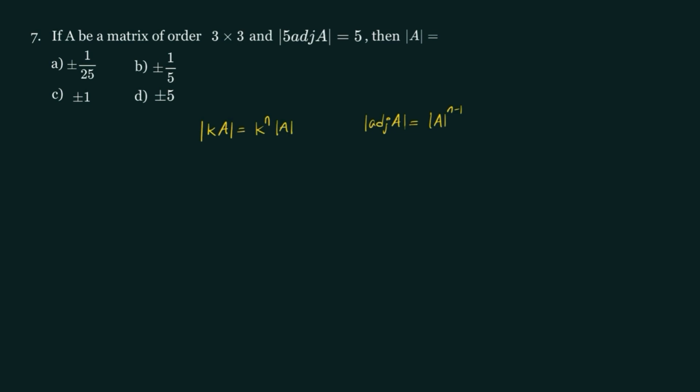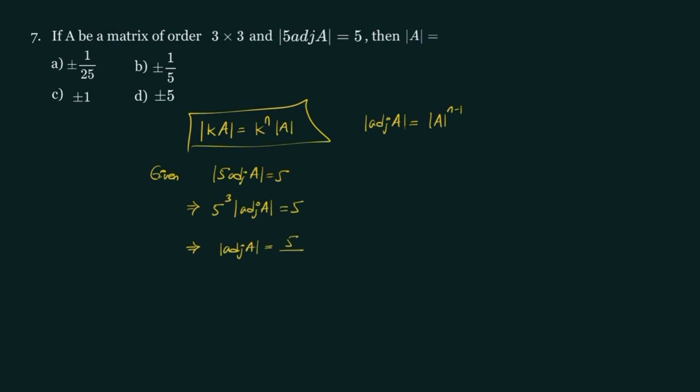Okay. So now let us use the first property. What is given here? Given determinant of 5 times adjoint of A equals 5. So using the first property, I can write this as 5 to the power n, where n is 3 here, times determinant of adjoint of A equals 5. So determinant of adjoint of A equals 5 divided by 5 cube. This implies determinant of adjoint of A equals 1 over 5 square.